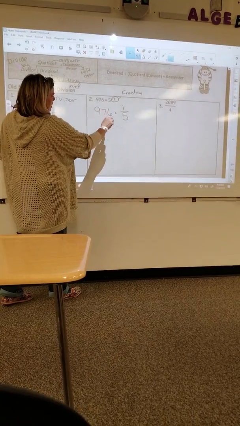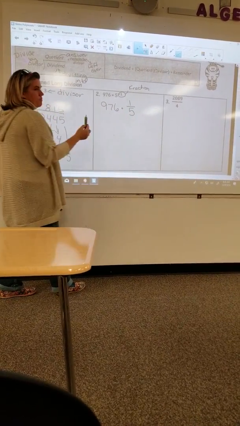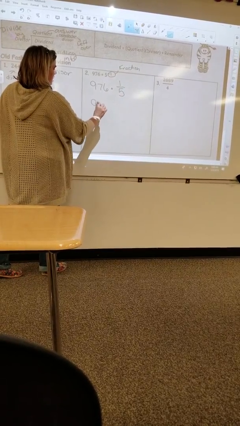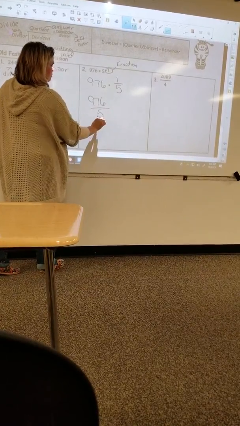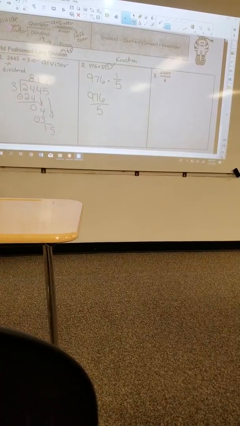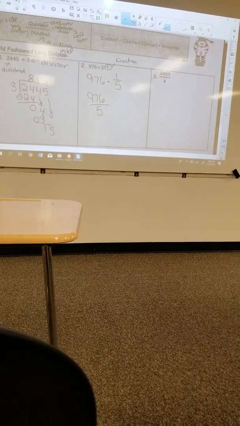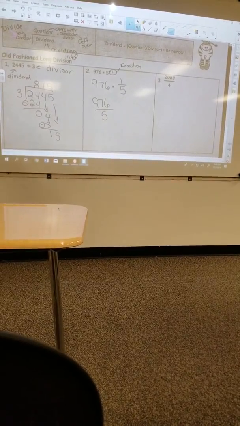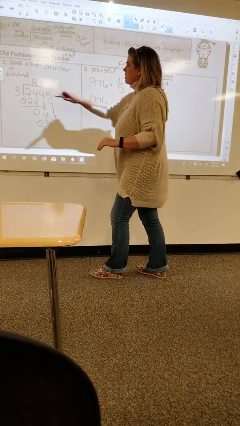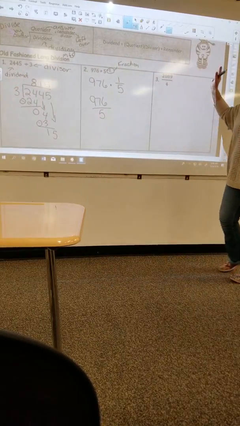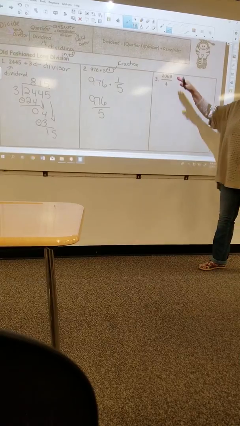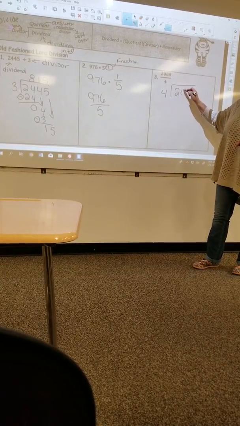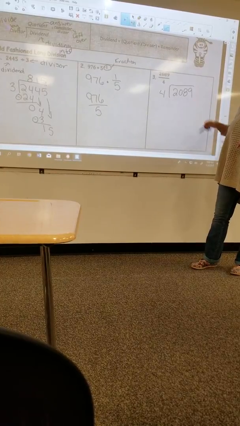So then when you're multiplying by a fraction, remember it's the number times the top divided by the bottom. So it's 976 divided by 5 because it's times 1 and then divide by 5. Sorry, I keep standing in front of you. And then that's going to get set up the very same way. So this, that one, and this one all mean the same thing. So if you have it as a fraction, the 4 goes on the outside and the 2089 goes on the inside.